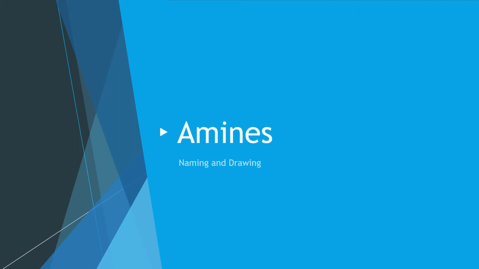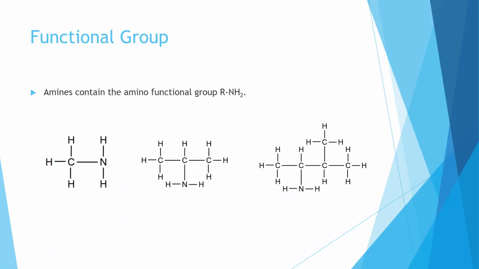In this video, we're going to be looking at how to name and draw amines. So amines contain the functional group NH2, and you can see here is the functional group on this one. There is one carbon, so this would be methanamine.